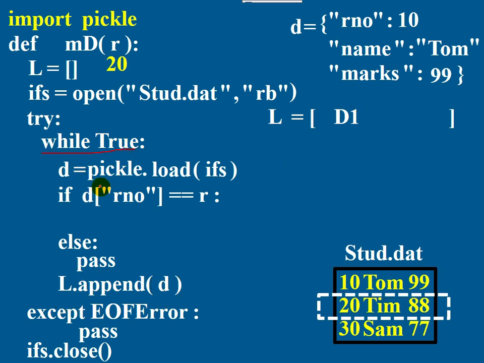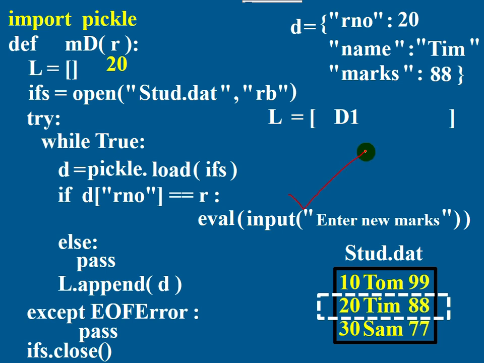Because of infinite while loop, second dictionary comes in variable D. So now your D will contain the second dictionary. This time what is D of RNO? 20. What does variable R contain? 20. So 20 equal to 20, correct? So this is the dictionary whose marks you want to modify.